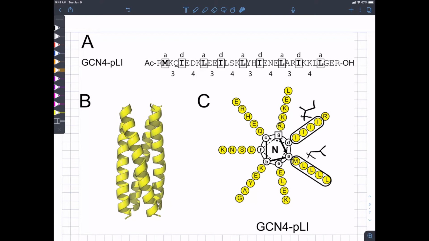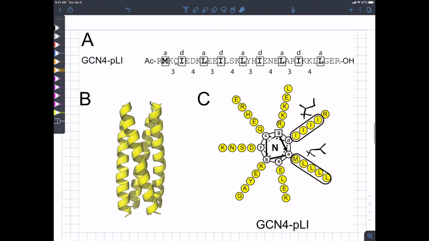Design a tetramer sequence. Would you be able to know which amino acids to put at the various positions given that data? Okay. Questions? Yeah.